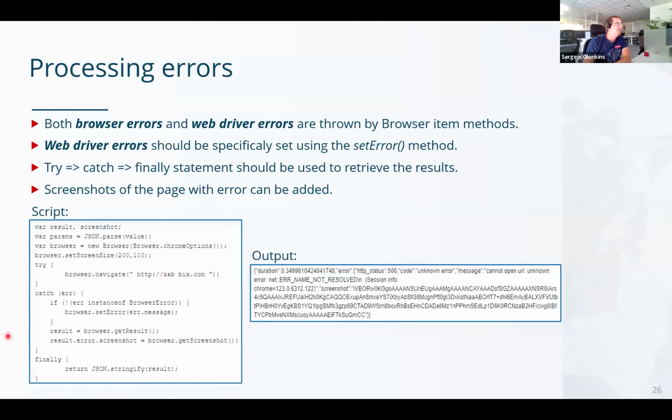And afterwards, we ended up in the catch code block where we didn't go into this if condition. We didn't need to set the error specifically because it was a browser error, so it was initiated and written into the result object automatically. So basically we create a result object, and afterwards we additionally get a screenshot of the page and write it into the results object. And then the result is returned in this finally block.